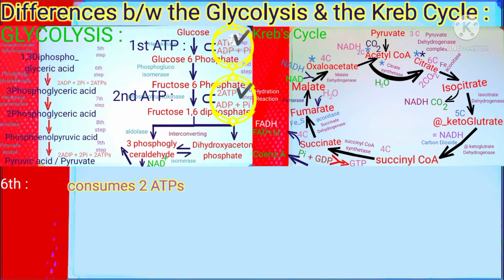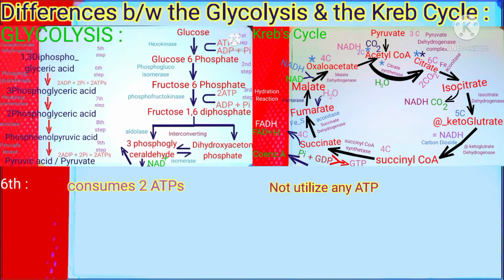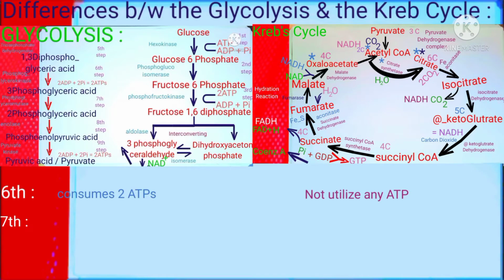Here and here. On the other hand, Krebs cycle is different from the glycolytic pathway in the sense that it does not consume, it does not utilize any ATP molecule, but it only produces about 30 ATP molecules that you can see yourself.